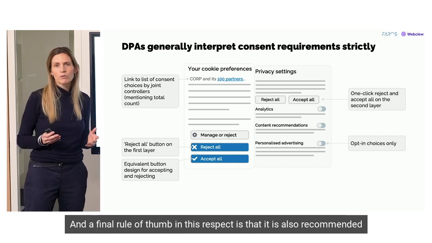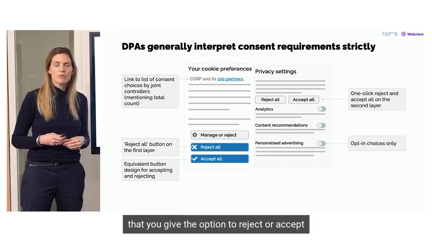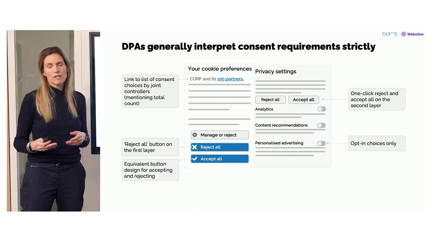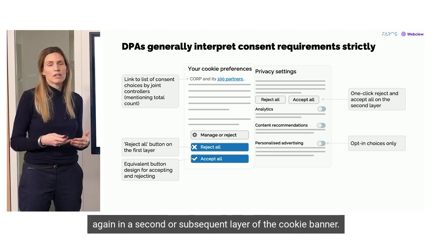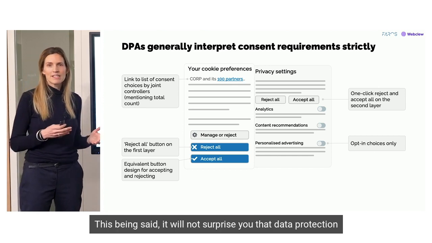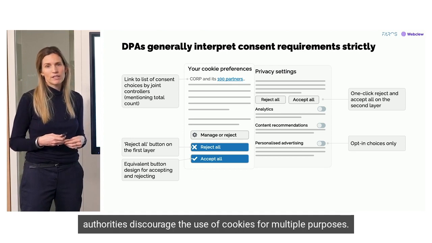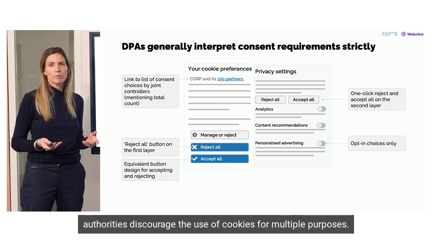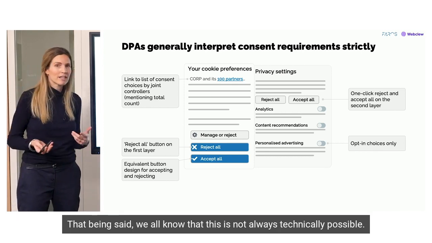And a final rule of thumb in this respect is that it is also recommended that you give the option to reject or accept cookie purposes per partner, again in a second or subsequent layer of the cookie banner. This being said, it will not surprise you that data protection authorities discourage the use of cookies for multiple purposes. That being said, we all know that this is not always technically possible.